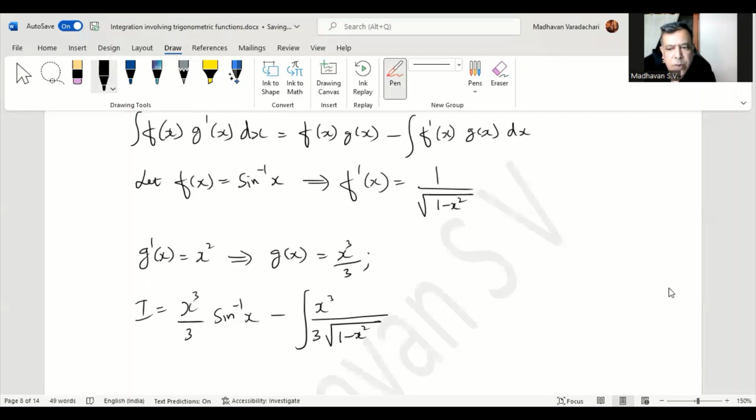Now we will consider the first term as it is, x cube sine inverse of x divided by 3. Here we can take out that 1 by 3 constant outside. Then we will rewrite this x cube as x square into x dx, since x square into x is nothing but x cube. That is why I'm splitting it like this, and then divided by square root of 1 minus x square.